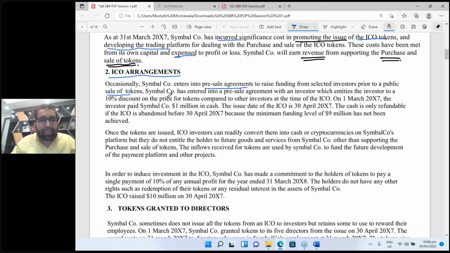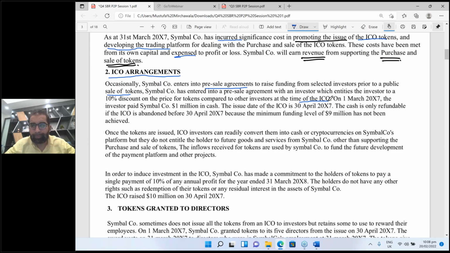Okay, now the symbol company has entered into a pre-sale agreement with an investor, which entitles the investor to get a 10% discount on the price for tokens compared to other investors at the time of the ICO. You got it? Those investors who invest in the pre-sale will get a 10% discount on the final day.